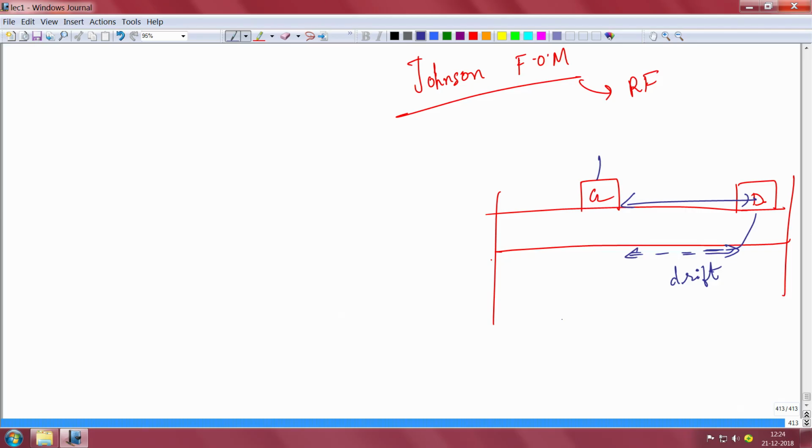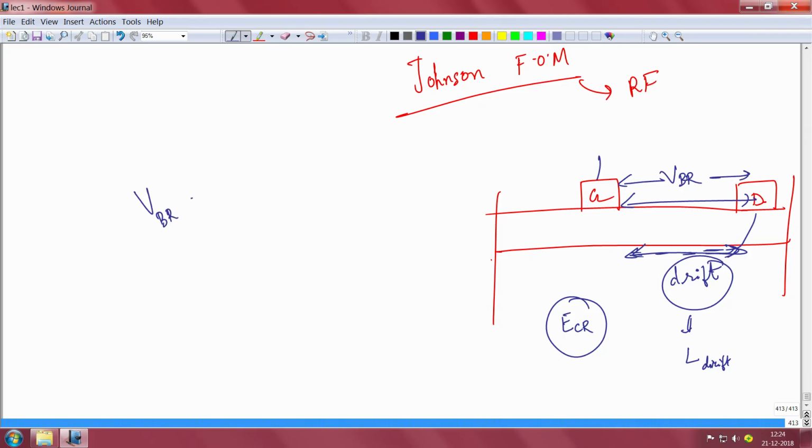The material has a fundamental breakdown field, E critical, that is a fundamental property; we cannot do anything about it. This is the maximum field that you can sustain, and the thickness of the drift region here is called L drift, maybe 1 micron, 10 microns, whatever you decide. Then the breakdown voltage you can have is given by the product of the critical electric field times the drift region length: V breakdown equals E critical times L drift.